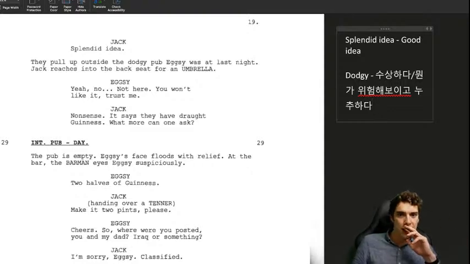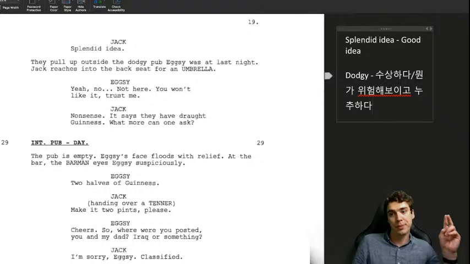And then Jack says it's a dodgy pub. So, 그래서 수상한 술집이에요. 약간 위험해 보이고 누추한 술집이에요. So yeah, no, not here. You won't like it, trust me.